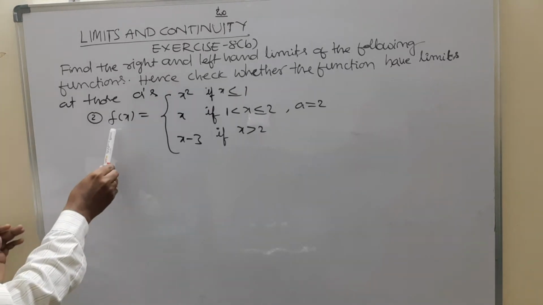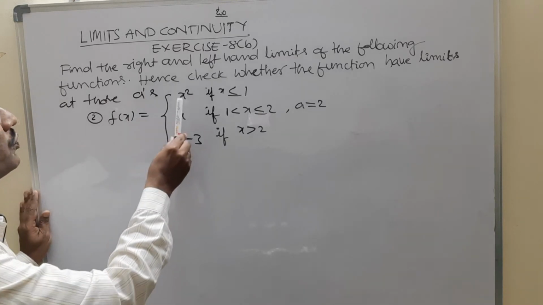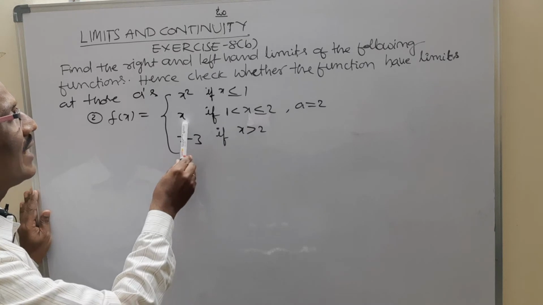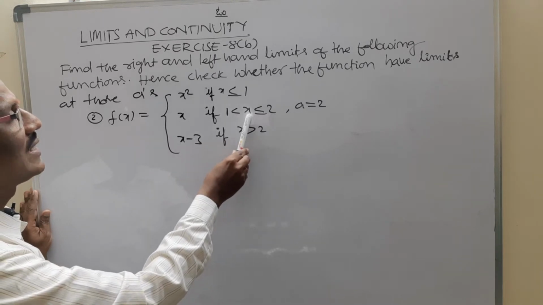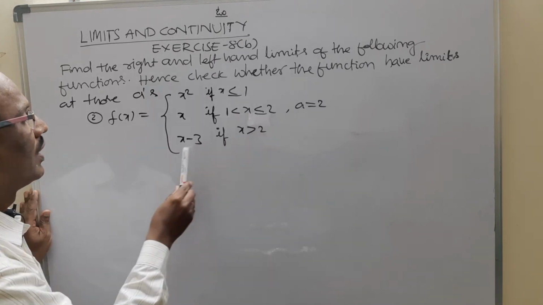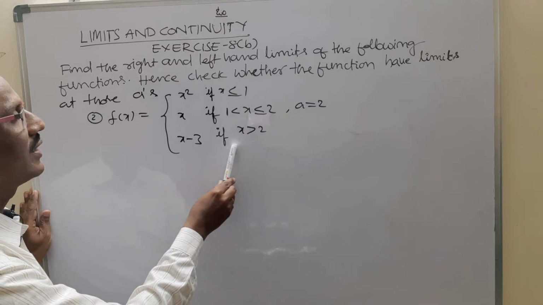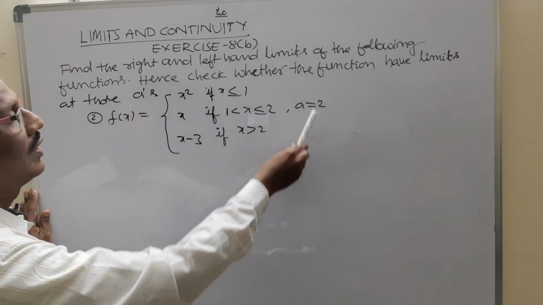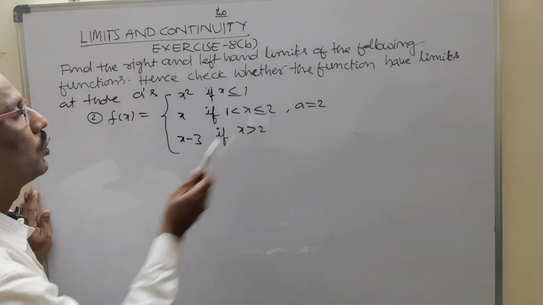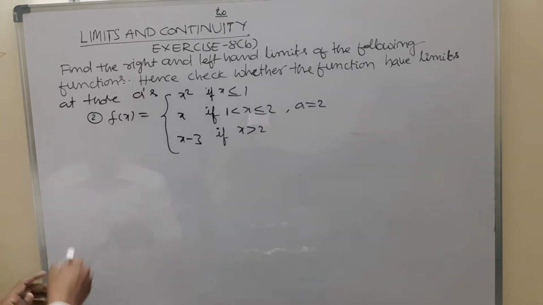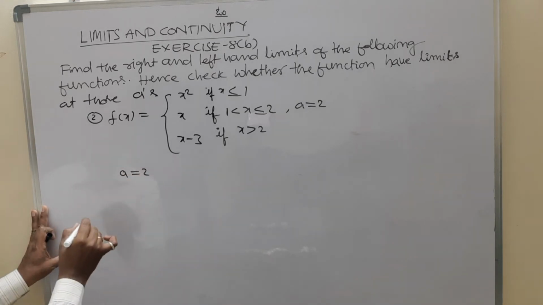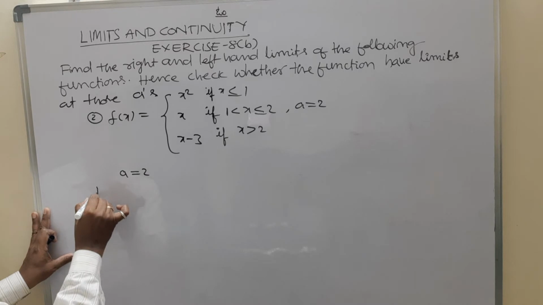Problem number 2: f of x equal to x square if x less than or equal to 1, x if 1 less than x less than or equal to 2, x minus 3 if x greater than 2, a is equal to 2. To check the right hand and left hand limit at a equal to 2. This is the given question. First, to find the right hand limit.